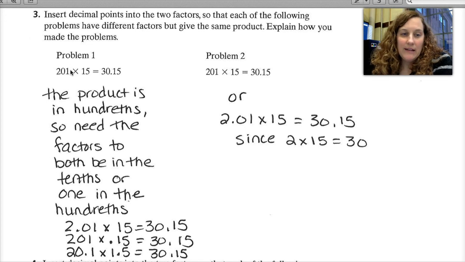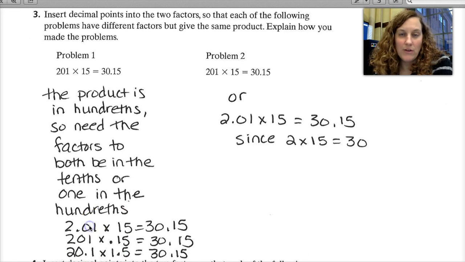How I looked at it is I said, well, the product is in the hundreds because I have 2 values after the decimal place. So if the product is in the hundreds, then my factors need to be in some form of hundreds. So you could do it in 3 different ways. You could say that 2 and 100ths times 15, or you could say 2 and 101 times 1500ths, or you could give each one 20 and 1/10 times 1 and 5/10. So you're doing it either way.